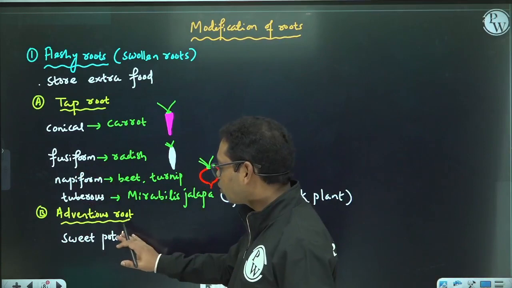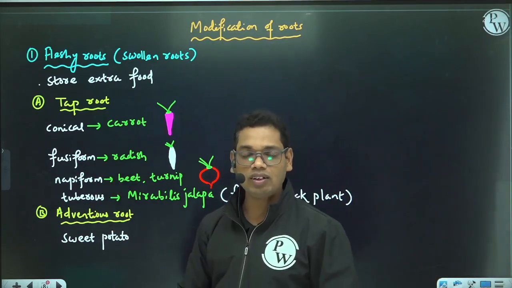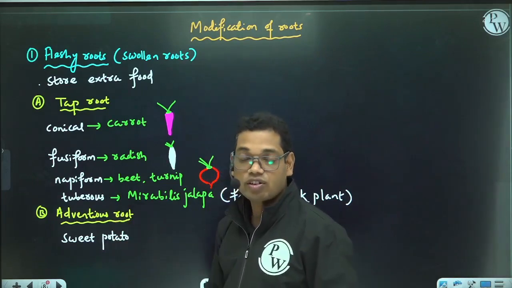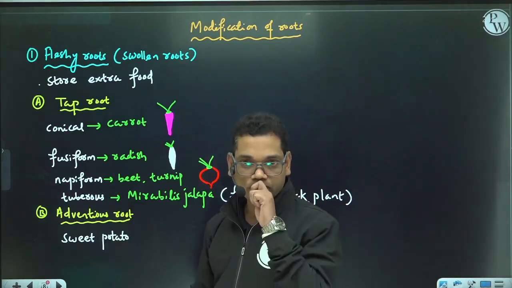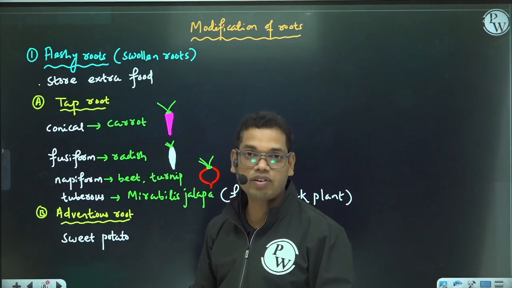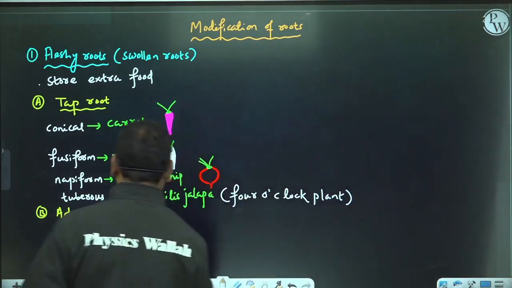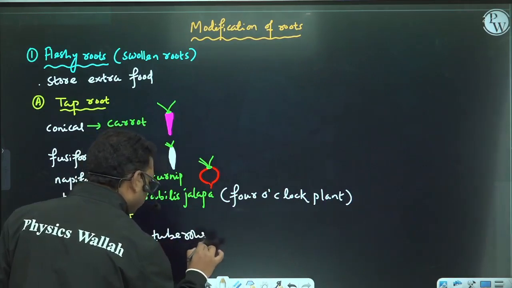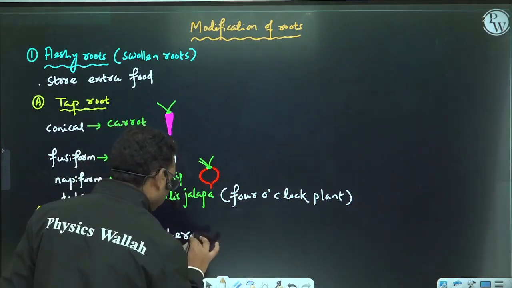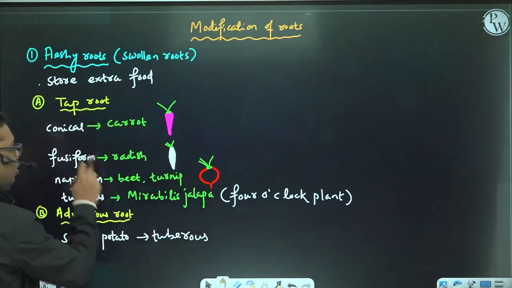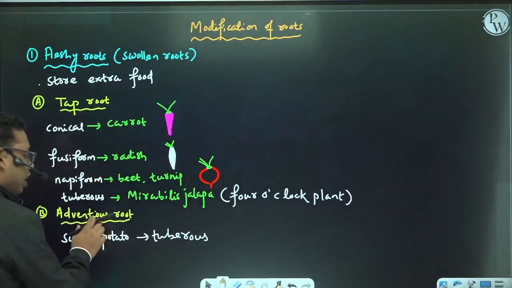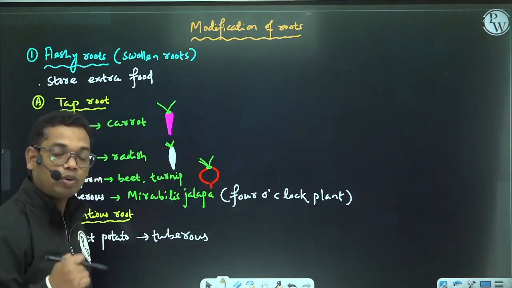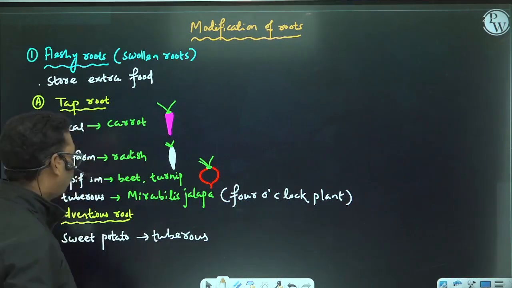Okay, sweet potato is also an example of fleshy root, but this one is modified adventitious root, and this one also does not have any specific shape or form. That is why this one is also tuberous. Okay, so tuberous modified taproot is 4 o'clock plant. Tuberous adventitious root is sweet potato. Tuberous stem is potato. Okay.